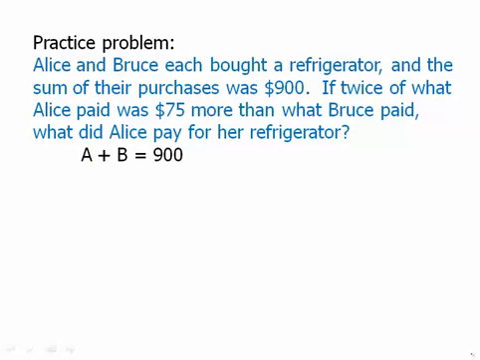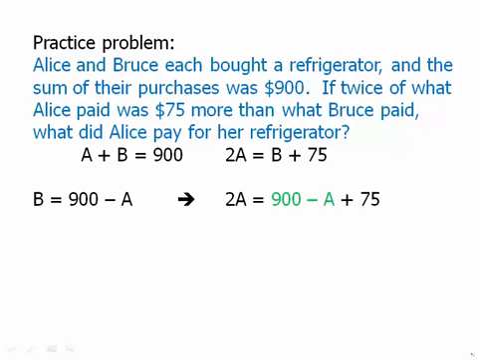So the first equation, the sum of their purchases is 900. Twice of what Alice paid, 2A equals 75 more than Bruce, B plus 75. So that second equation is 2A equals B plus 75. Well, we want to get what Alice paid, so what I'm going to do is solve that first equation, the equation on the left, for B, so that when I plug that in to the second equation, I replace B, then I'll just get an equation with A.